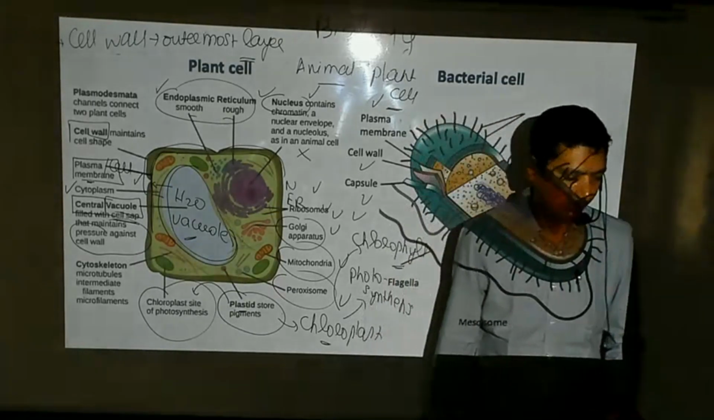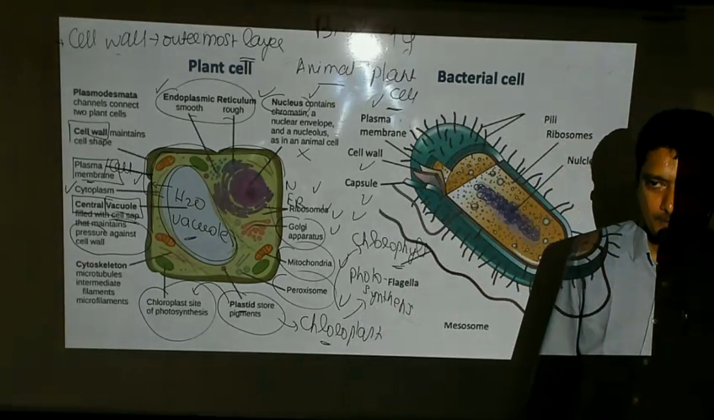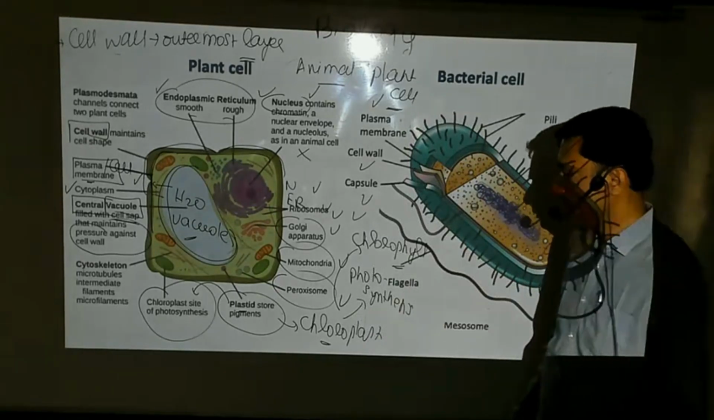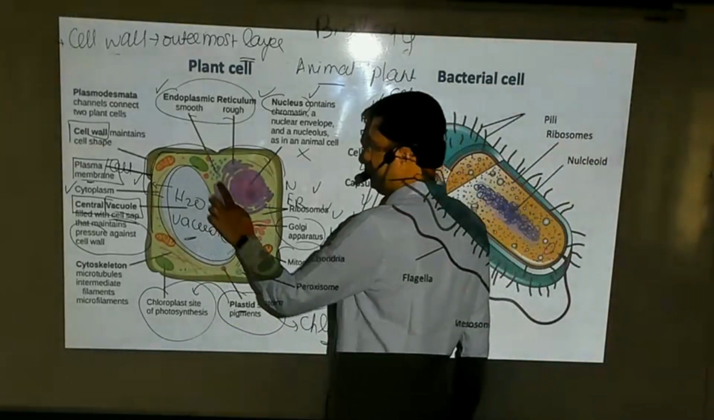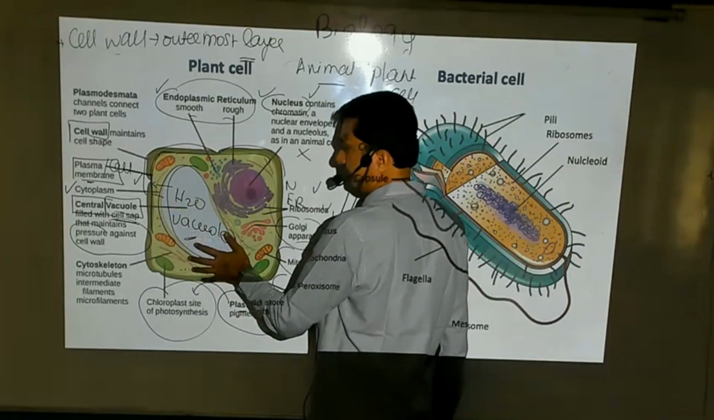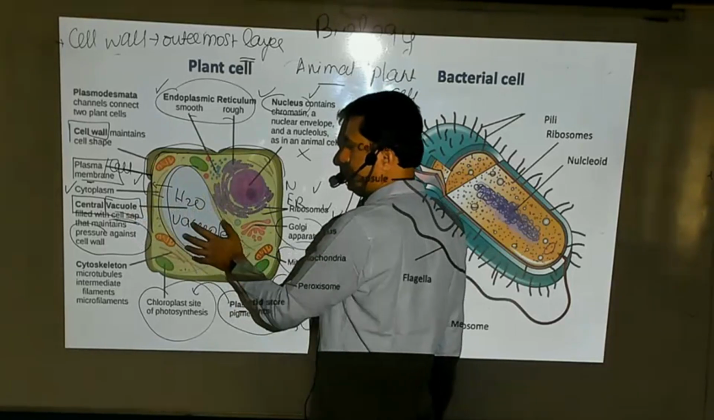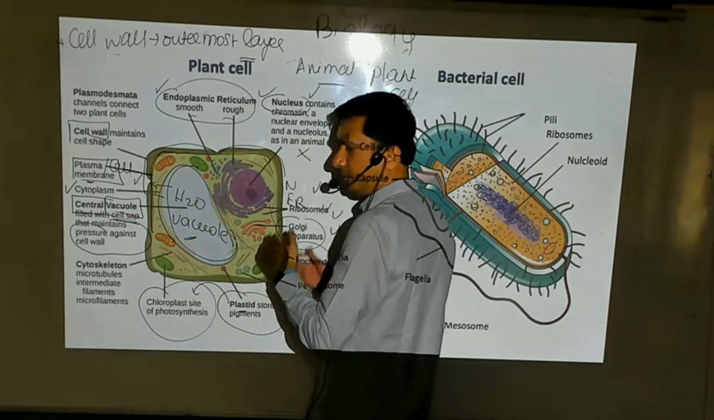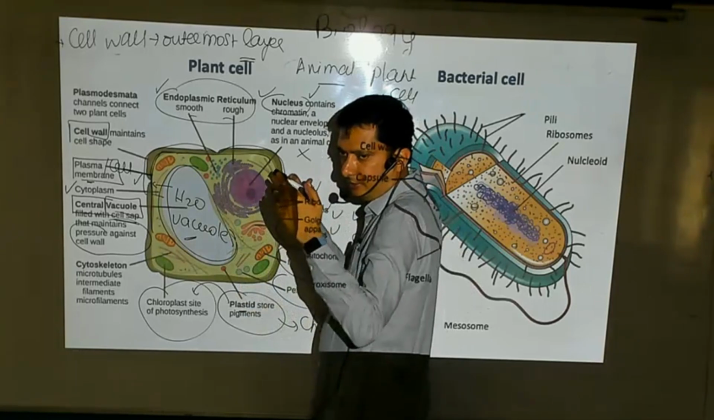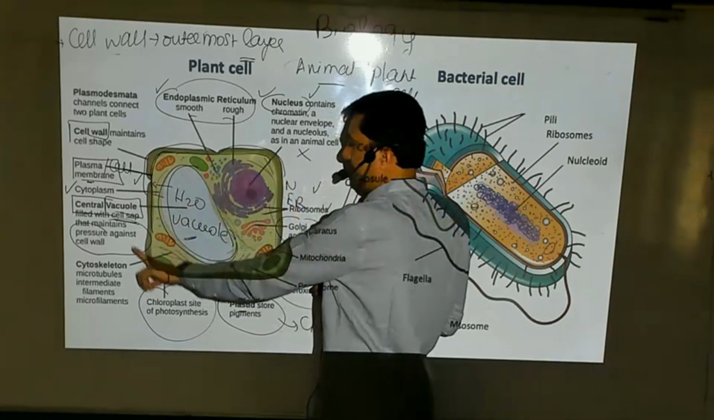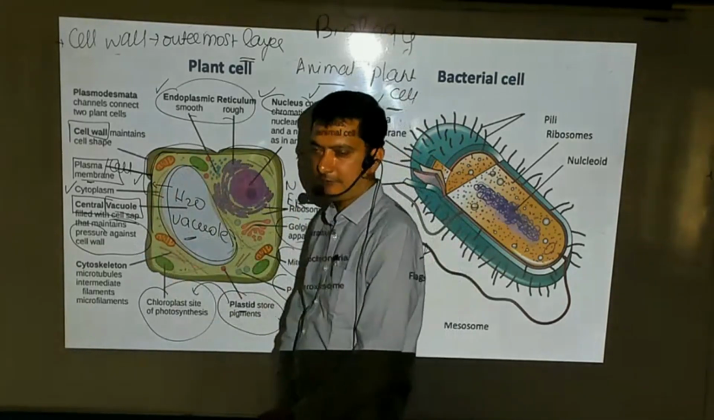Now I want you to answer this question. I'll let you finish writing down. So vacuole, specifically we are talking about the central vacuole. What is it filled with? Cell fluid or cell sap or water. What is the purpose of this? It can exert pressure against the cell wall, thereby maintaining the structure of the plant cell.